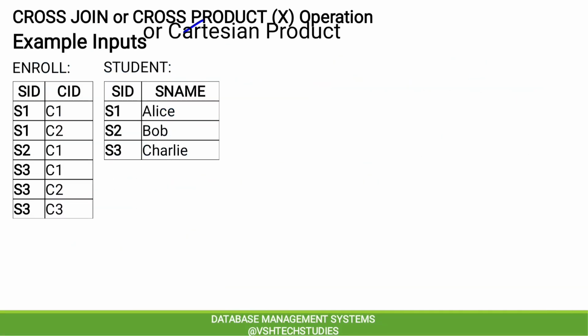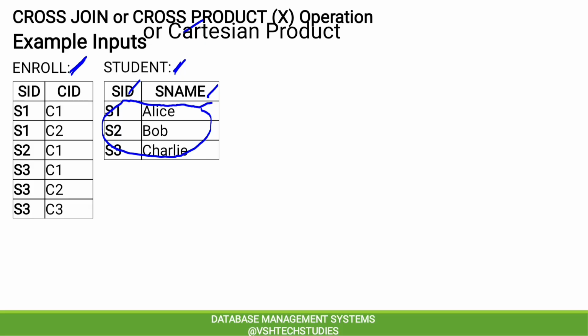To understand the concept, let us take an example. The inputs that we take are two relations or two tables. The first one is the enroll table, the second one is the student table. The student table has student details like SID, that is student ID, and S name for student name. So SID and S name are column headings or attributes, and these are the 3 students' details stored in the student table. Then the enrollment table shows which subject the student has enrolled in.